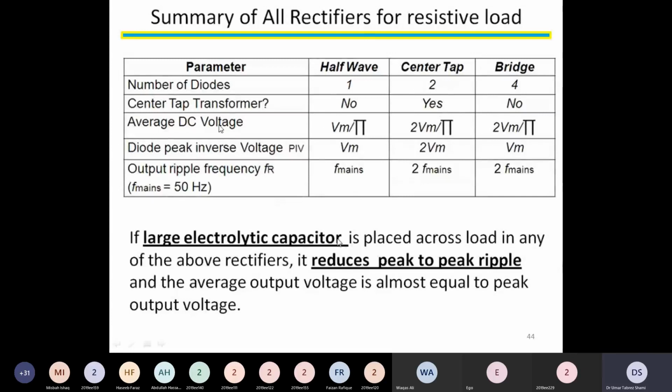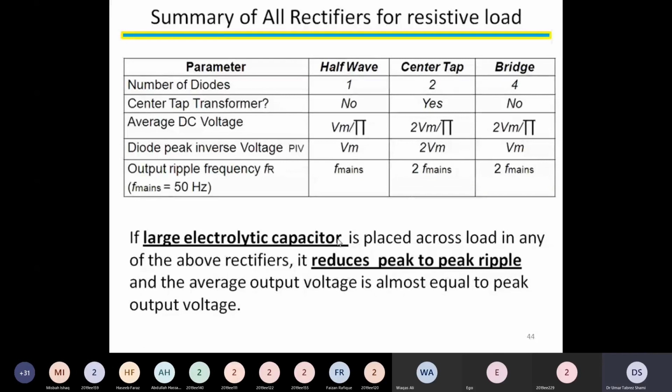The average DC voltage produced in a half wave case will be Vm divided by pi. For center tap, it will be 2 Vm divided by pi. And for bridge network, it will also be 2 Vm divided by pi. The peak inverse voltage for each diode, if we are using a half wave, is equal to Vm. If we are using a center tap, then it is equal to 2 Vm. If we are using a bridge network, it will again be Vm.